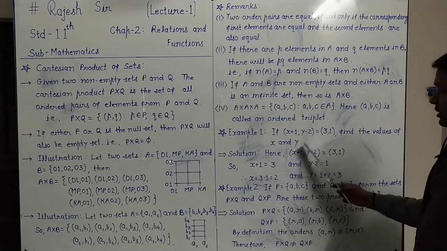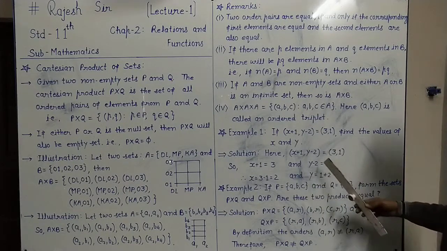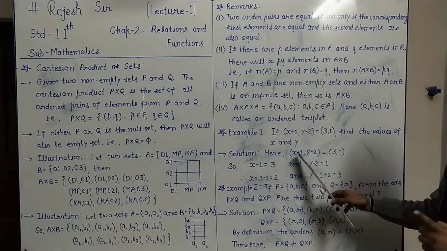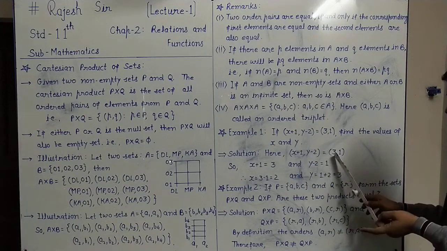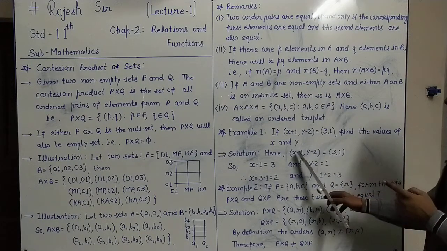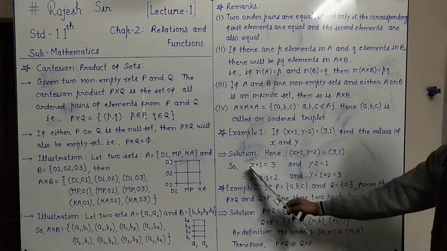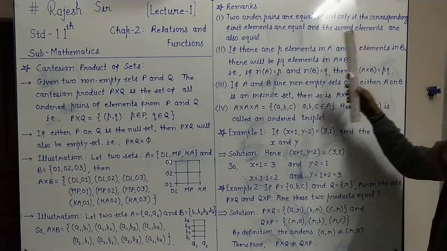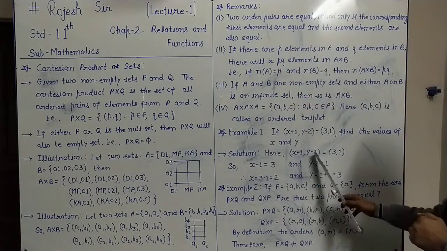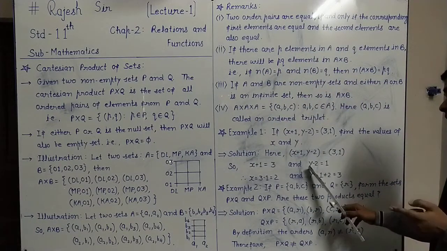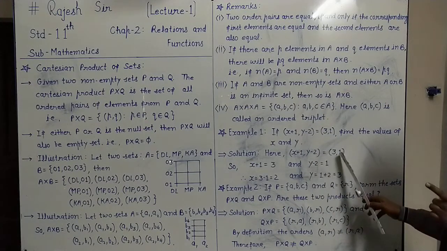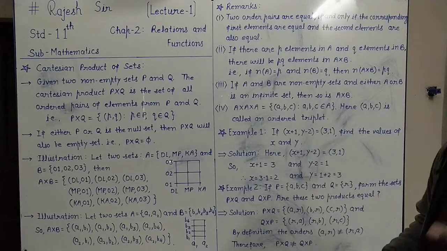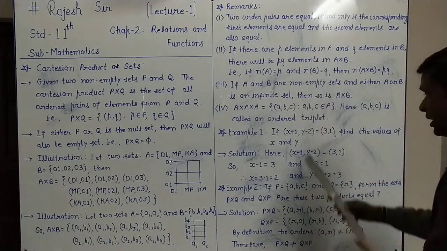This is the first remark we have to remember: one ordered pair is equal to another means the corresponding first elements are equal. The first element of this is x + 1 and the first element of this is 3, so their first elements must be equal: x + 1 = 3. The second elements are also equal: y - 2 and 1, so y - 2 = 1, because both the ordered pairs are equal. From remark number 1 we have used this.